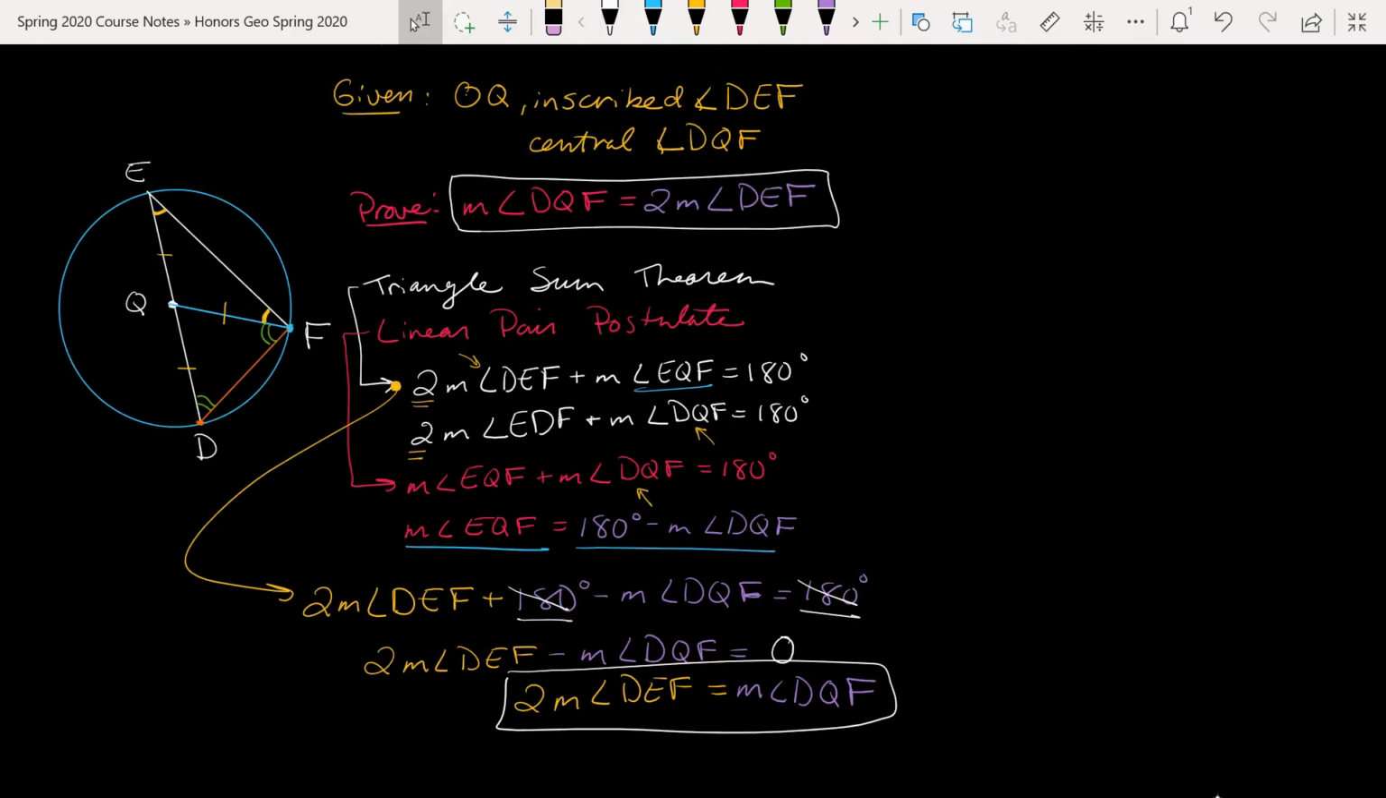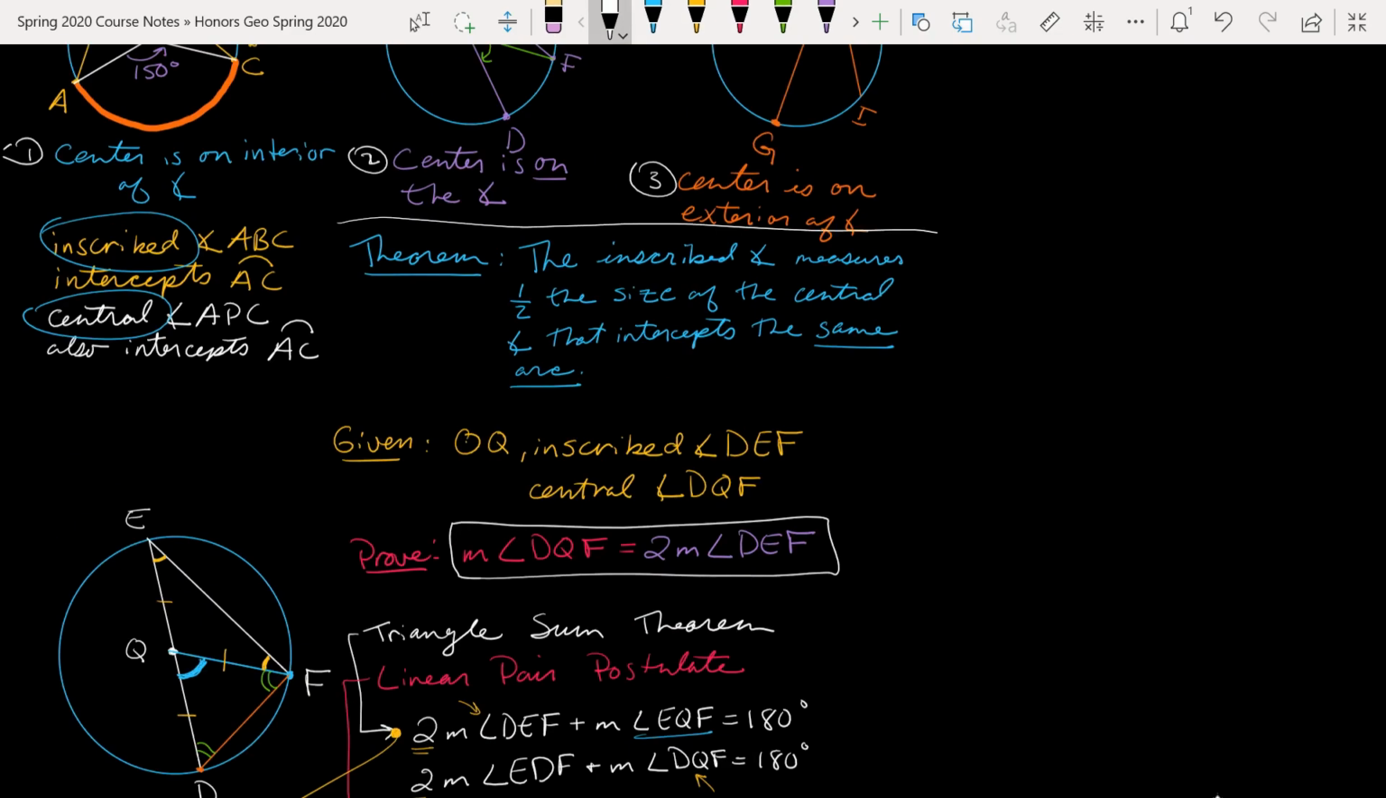So beginning with the information that the center of the circle Q lay on one of the sides of the inscribed angle DEF, we showed that the measure of the central angle, DQF, that intercepts arc DF had to be twice the measure of angle DEF, the inscribed angle, which also intercepts arc DF. So in this case, we've proven that the theorem here must be true. There are two other cases left to prove here, of course, to prove the entire theorem. But hopefully I've given you inspiration to figure out the other two.